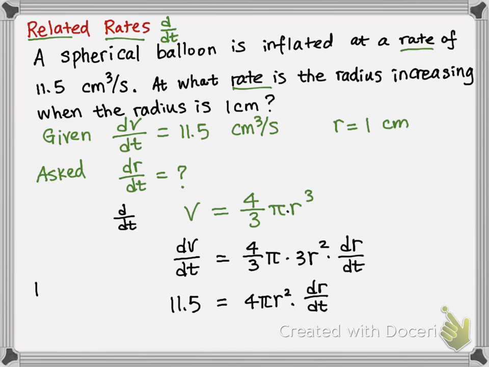So dr over dt is really 11.5 divided by 4 pi r squared. And if you want to solve for r equals 1, just plug in r equals 1 and simplify, or use a calculator to get the numerical answer. So that is one way to solve this related rate problem.